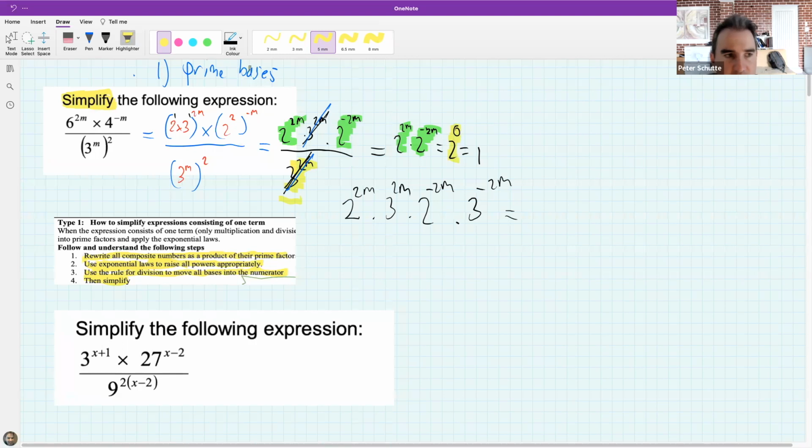No. Can you see? Okay, so here's what we need to do. If you have 2 bases and you're multiplying and the bases are the same, you just add the powers. And so what is 2m plus minus 2m? It's just going to be 0. And that's why I get 2 to the 0. Oh, okay. Thank you. I got it.